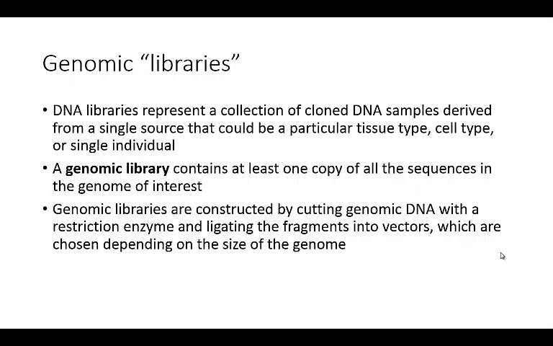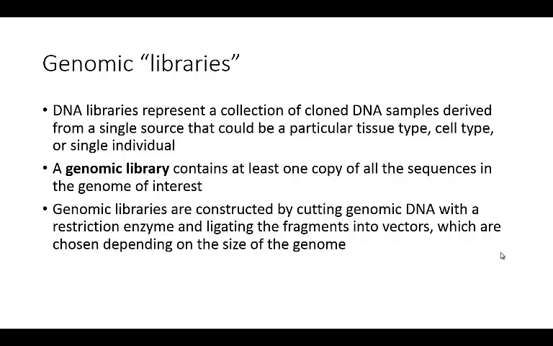So you could look at samples from a particular tissue type, like liver tissue, kidney tissue, heart tissue, lung tissue, and so on. Or cell type, so different types of cells. You could look at different types of blood cells, or different types of liver cells, and so on. Or samples from a single individual that may be coming from all different types of cells.